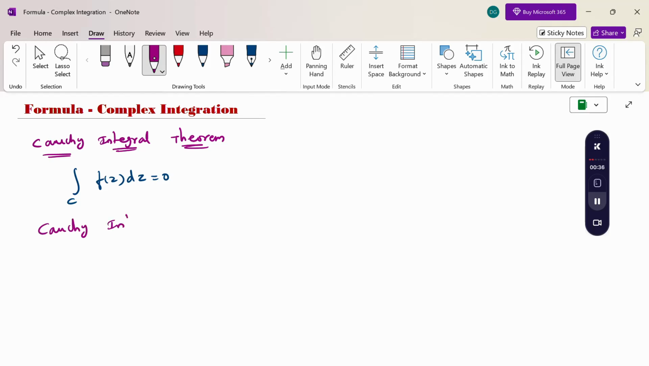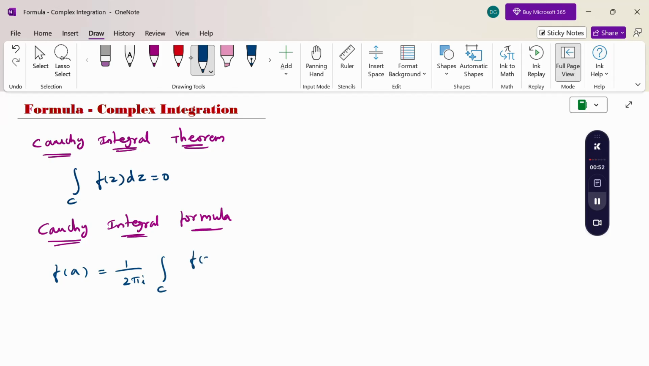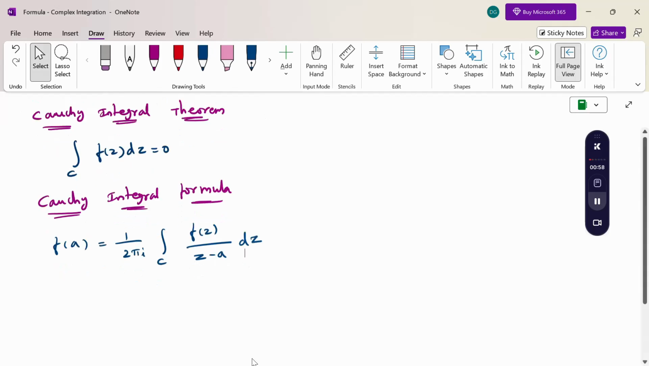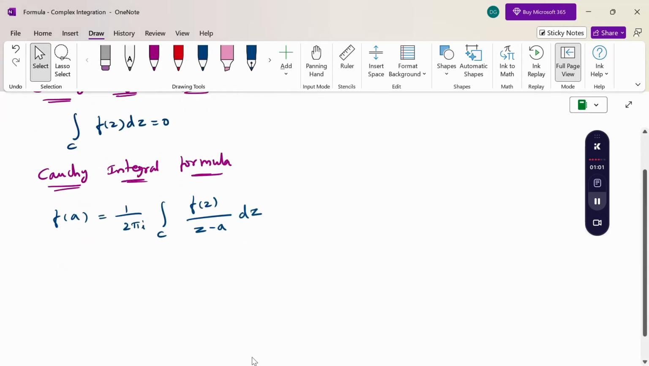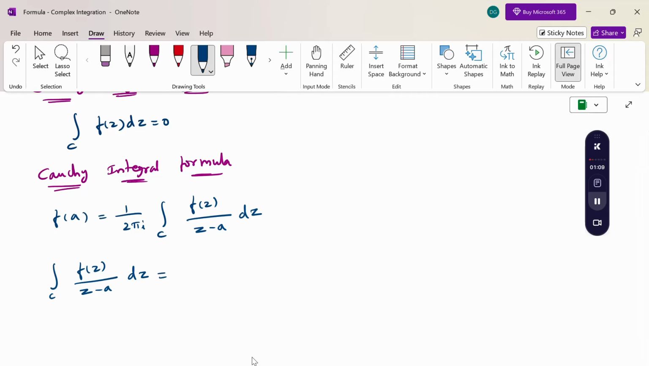Cauchy integral formula. f of a equal to 1 by 2 pi i integral over C f of z by z minus a dz. So this formula rewritten: integral over C f of z by z minus a dz equal to 2 pi i, just taking it to the left hand side, so 2 pi i into f of a.